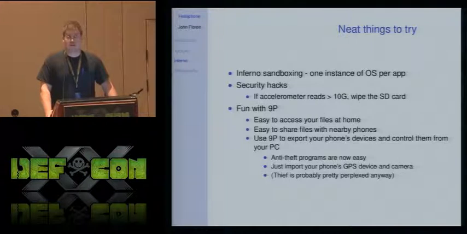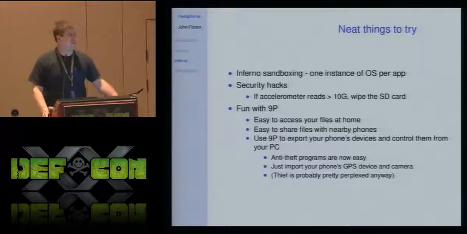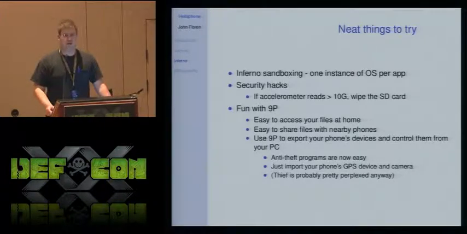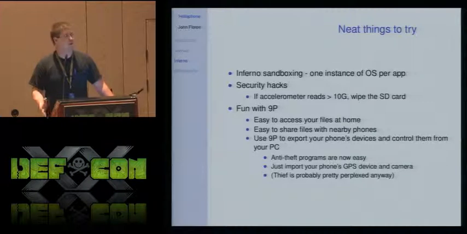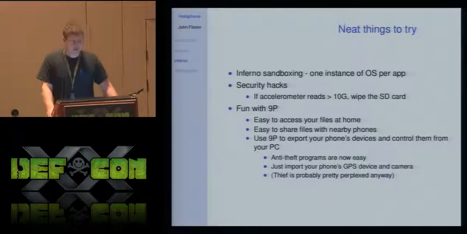Anti-theft programs are easy. You don't need all the hassle of the variety of these things you've seen, right? Somebody steals your phone, you can access the camera, take pictures of them, figure out where he is. Well, it's really easy when you've got 9P. All you do is connect to your phone and mount the devices, mount /dev/GPS, mount the camera device, and then you can just take pictures from home and check out where he is. And besides that, if somebody steals your Inferno phone, they're not going to know what the hell this thing is. He'll probably throw it in a ditch, activating the 10G security thing.